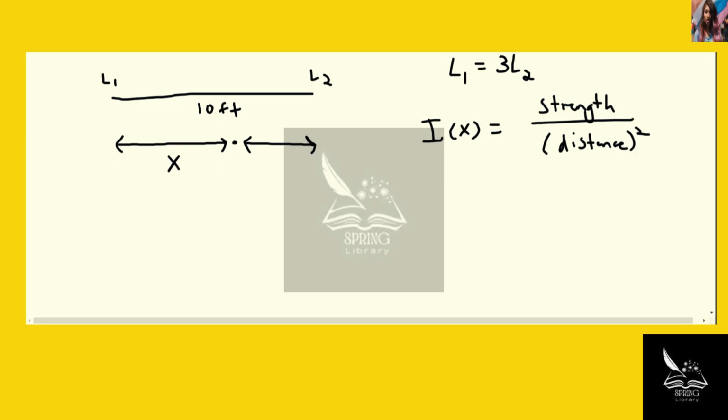This here we could call x. This here we could call 10 minus x. Now if we start filling in strength, we would have 3L2 over the distance squared, which in this case would be x squared. And we add L2 over 10 minus x squared. So we've got the strength over the distance squared, strength over the distance squared. That is our intensity of light equation.